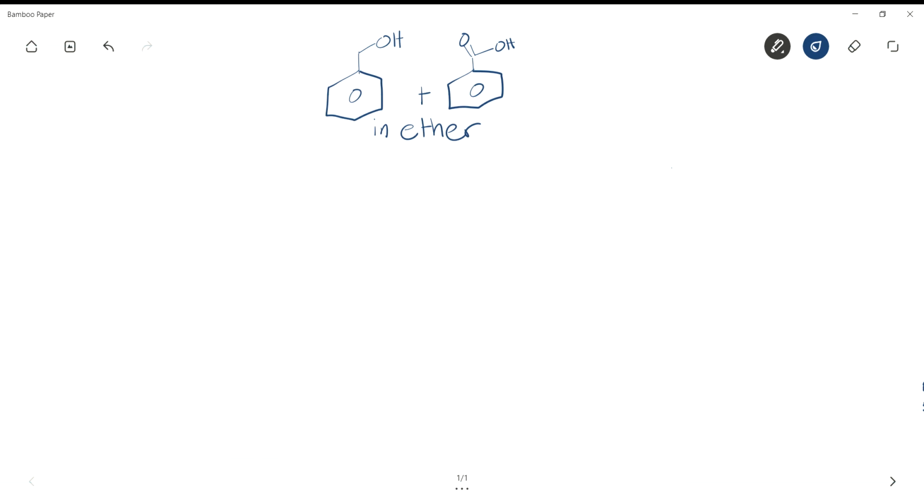In this chapter, we look at how to separate two different compounds. We do this by playing with solubilities and also with how chemicals react. The two chemicals we have are benzyl alcohol and benzoic acid.